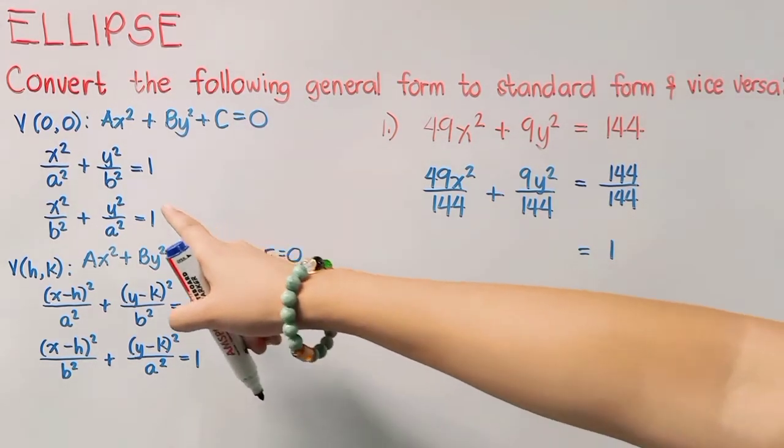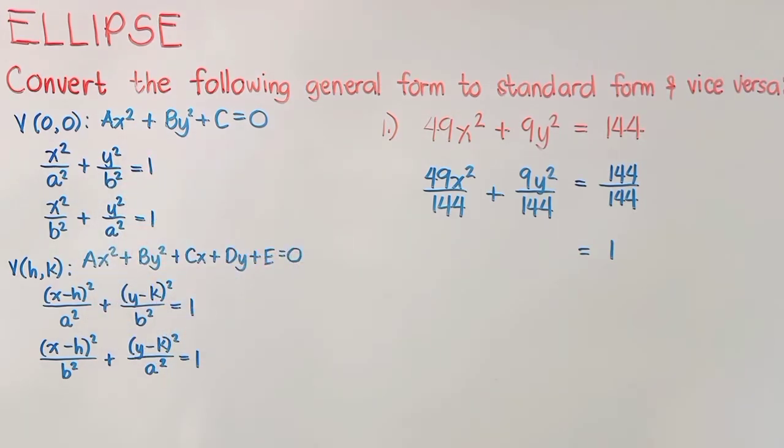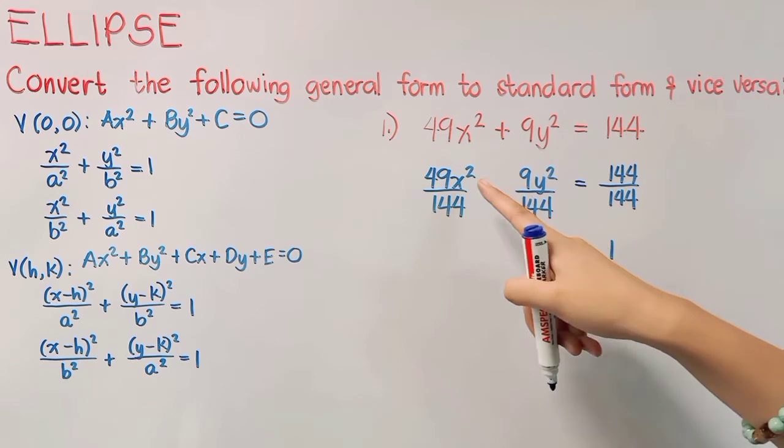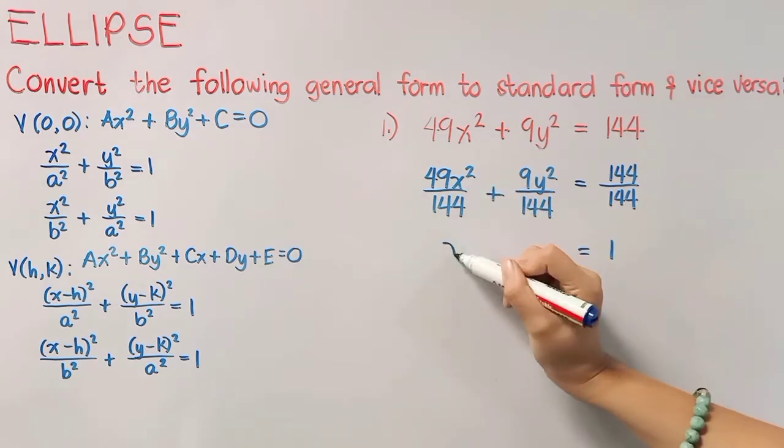And then look again at our expected answer. We should only have x squared and y squared as our numerators.